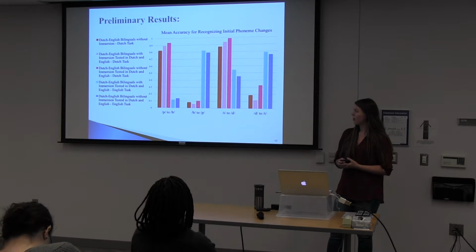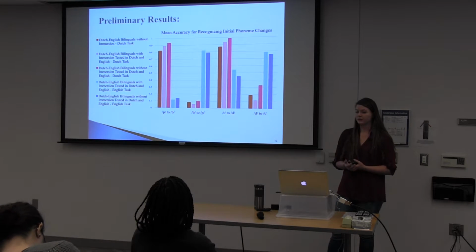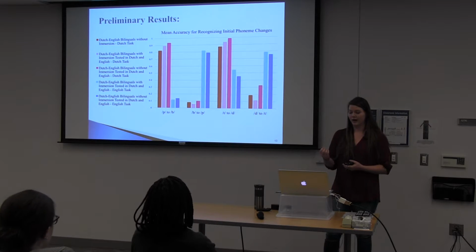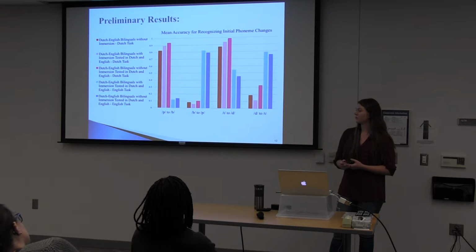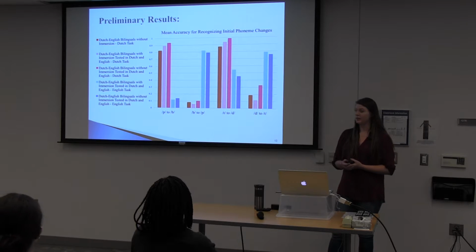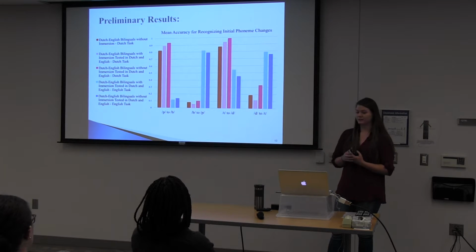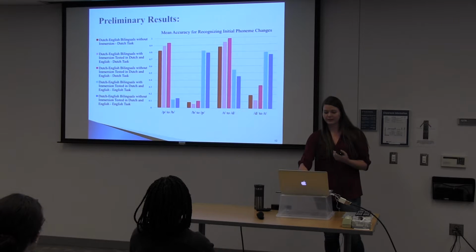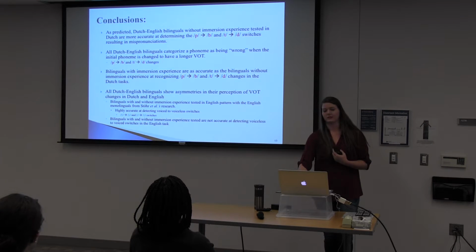So we can see all of the Dutch English bilinguals do react very quickly or have a high accuracy in recognizing the p to b phoneme change in Dutch, and then they don't have the b to p phoneme change accuracy in Dutch, but they do have this accuracy in English. And then the t to d and d to t conditions are also up here because they're in English similar. They're voiced to voiceless and voiceless to voiced. So they're very similar to the p to b conditions.